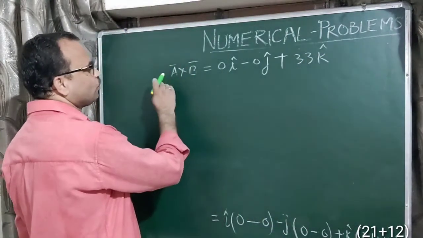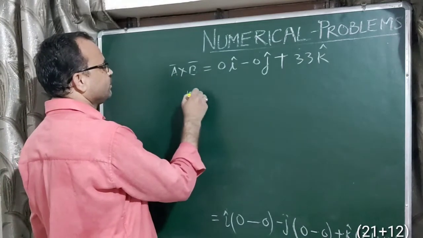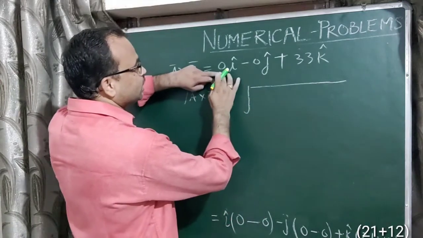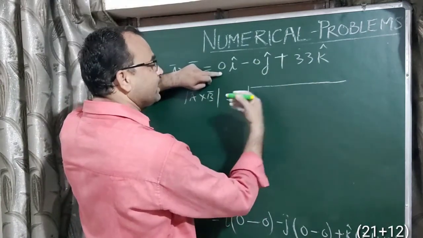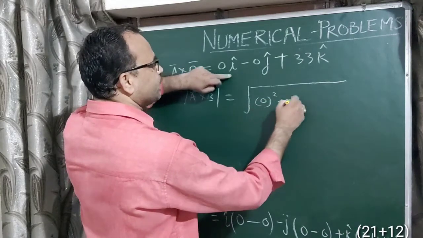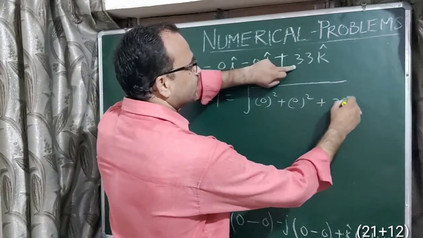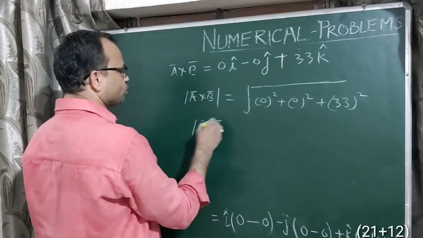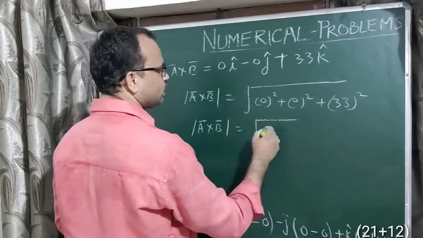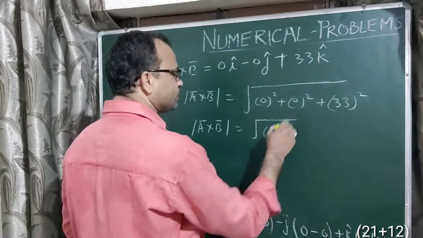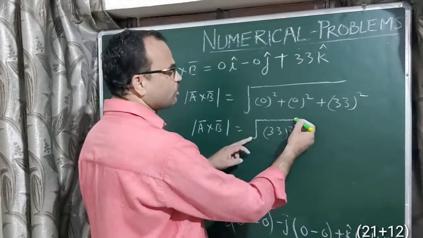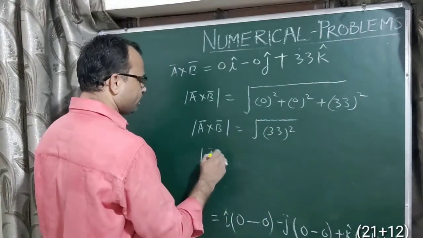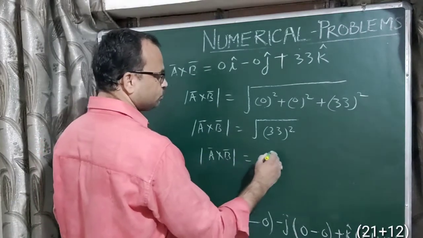After that find the mod of this a vector cross b vector. Mod means square, then put the square of its coefficients, then add: 0 square plus again 0 square, then plus 33 square. So mod of a vector cross b vector is equal to under root 33 square. This square and root cancel each other, because root means power 1 by 2, and 1 by 2 into 2 cancel. So the value of mod a cross b is equal to 33.